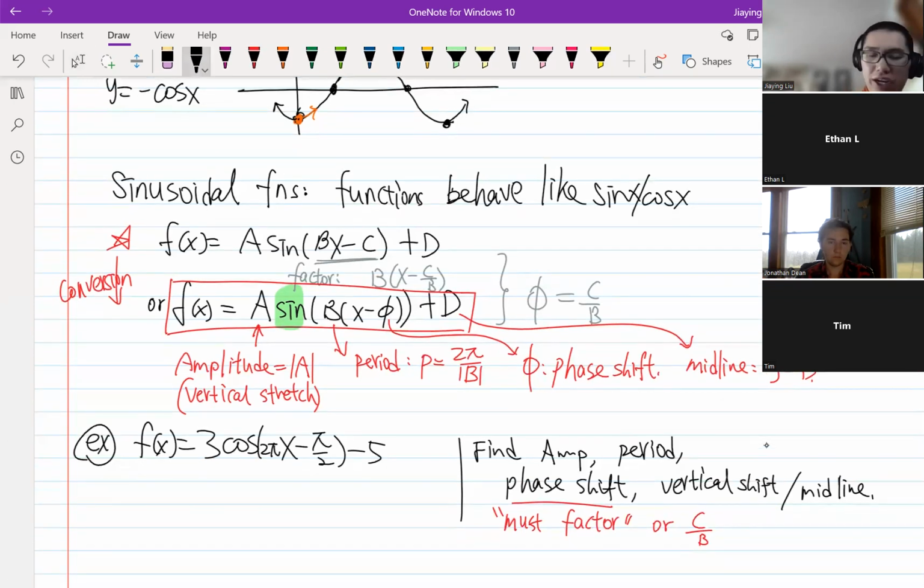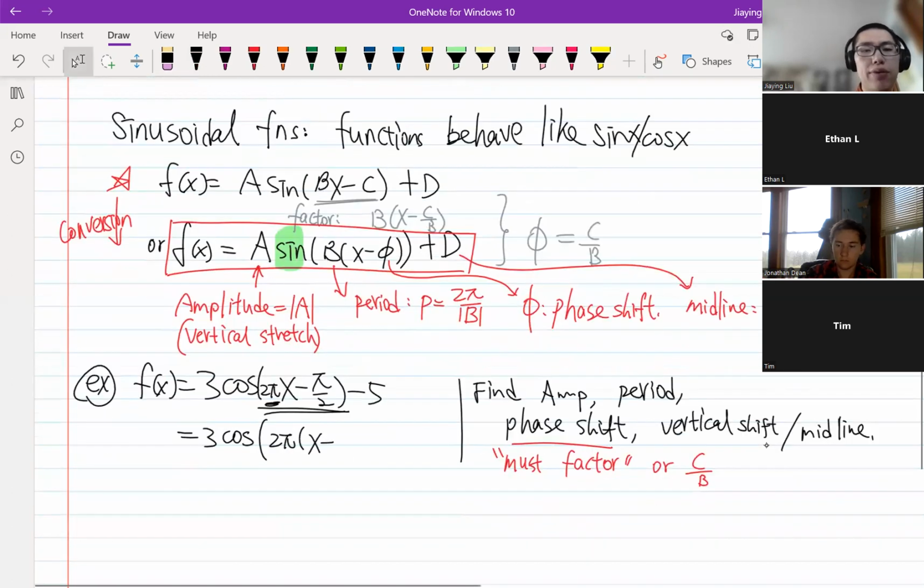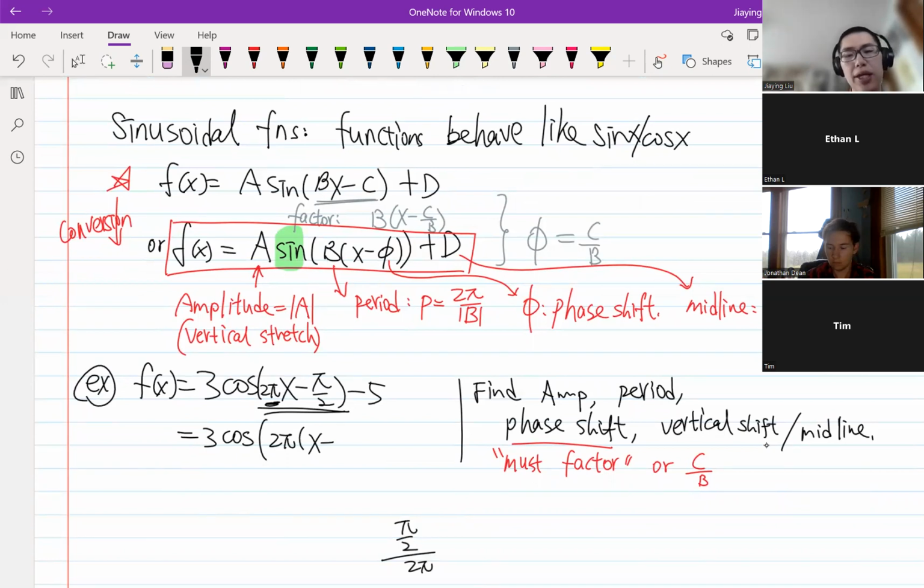All right, so let's factor this. Really just this part we need to factor. So we get f of x equals 3 cosine, parentheses. We're going to take out 2 pi from the 2 pi x. So 2 pi, parentheses, x remaining from the first term, minus. Now, I want to know what I end up with if I take pi over 2 divided by 2 pi. So I want to know what's remaining after I pull out a 2 pi. So that's going to be pi over 2 times 1 over 2 pi. So pi cancels, we get 1/4. So x minus 1/4, minus the 5 outside. So that's the factored form.